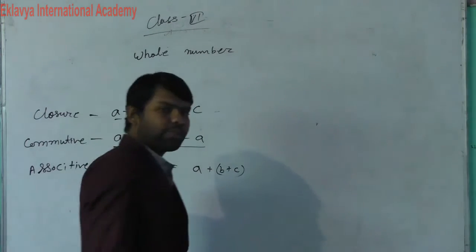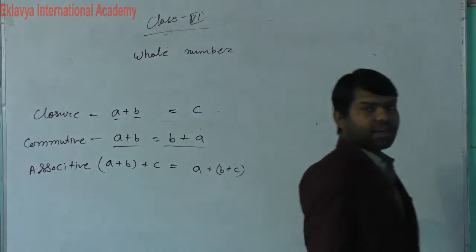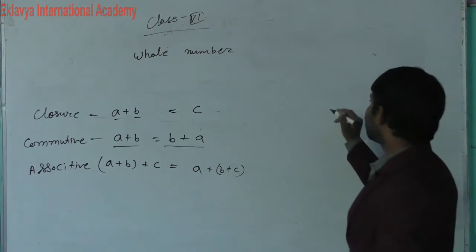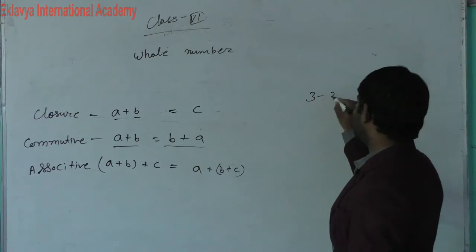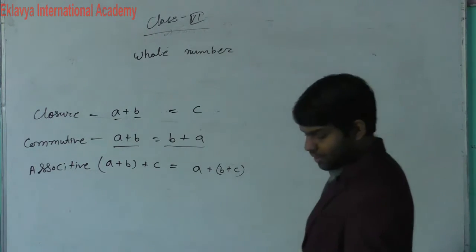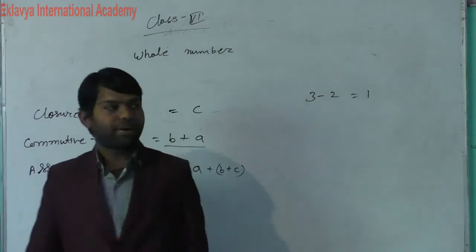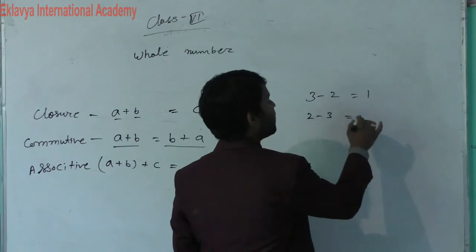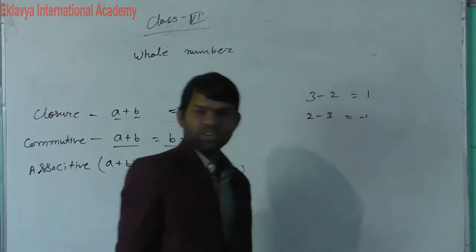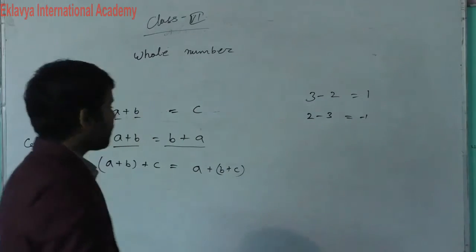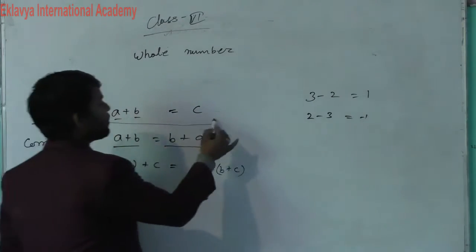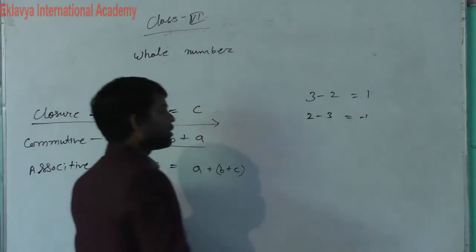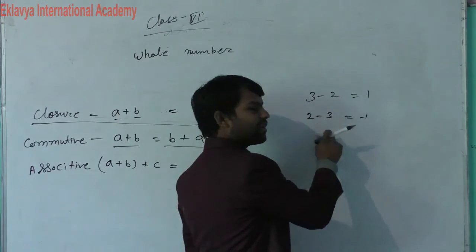But these properties we can't apply in subtraction. Why? Because if we subtract two numbers like 3 minus 2, then we get 1. It is a whole number. But if we subtract 2 minus 3, then it is minus 1. It is not a whole number. So we can't apply the first one, the closure property, in subtraction, because sometimes we get a whole number but sometimes we can't.